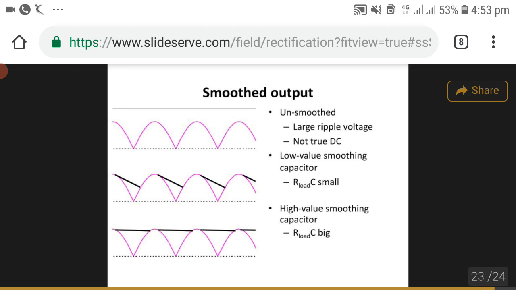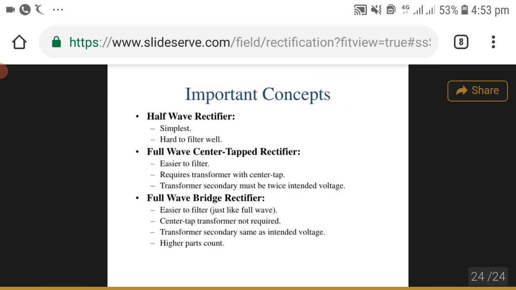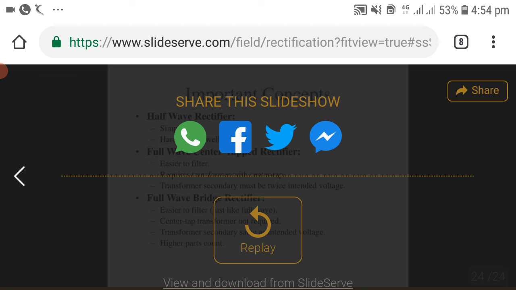Smooth output is as shown in figure. What we saw in this video: first half wave rectifier, full wave rectifier and full wave bridge rectifier. These are the important concepts in electronic system.